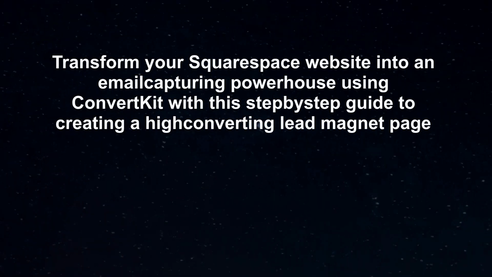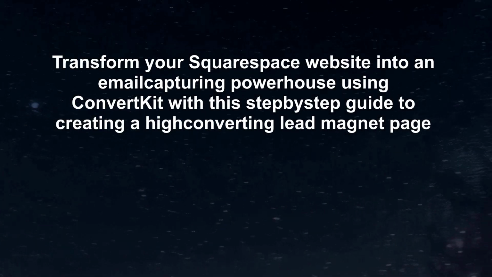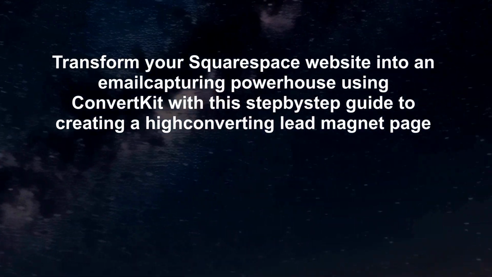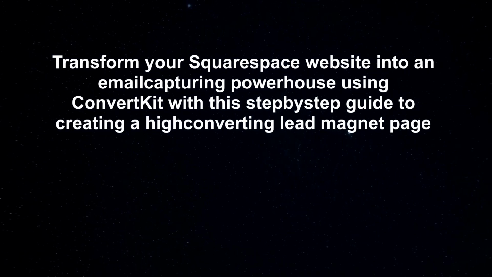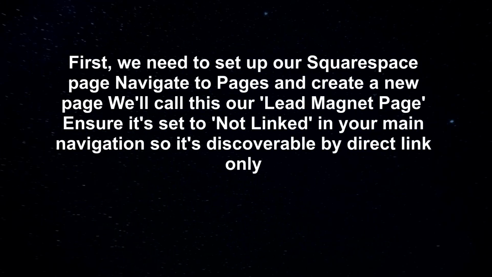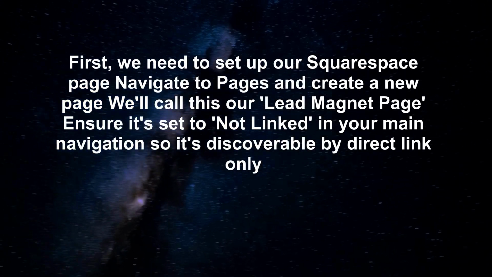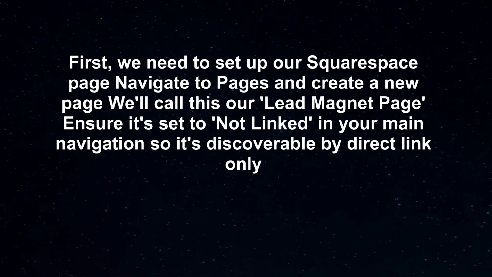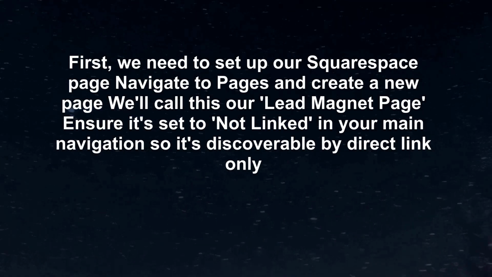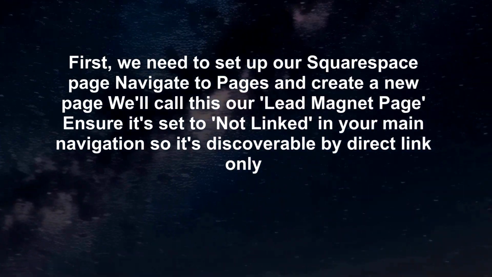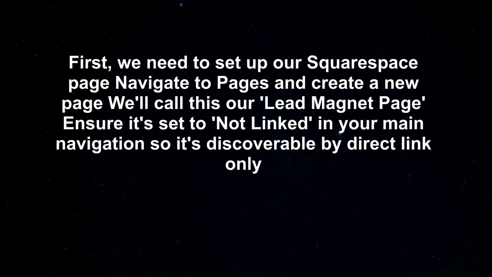Transform your Squarespace website into an email capturing powerhouse using ConvertKit with this step-by-step guide to creating a high-converting lead magnet page. First, we need to set up our Squarespace page. Navigate to Pages, and create a new page. We'll call this our lead magnet page. Ensure it's set to Not Linked in your main navigation, so it's discoverable by direct link only.